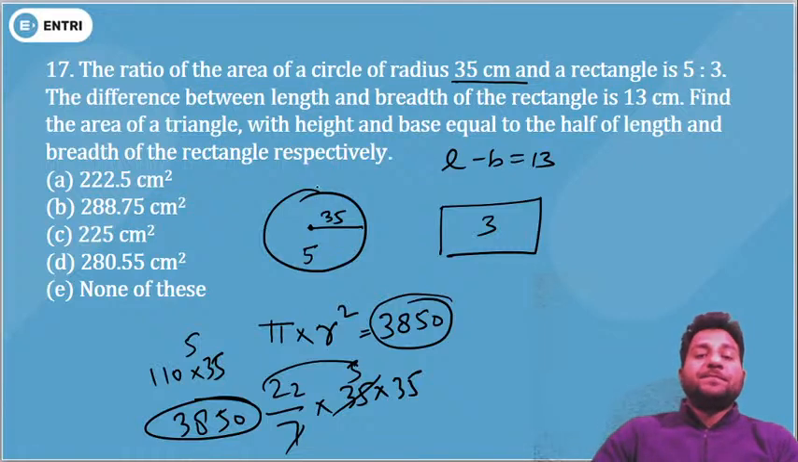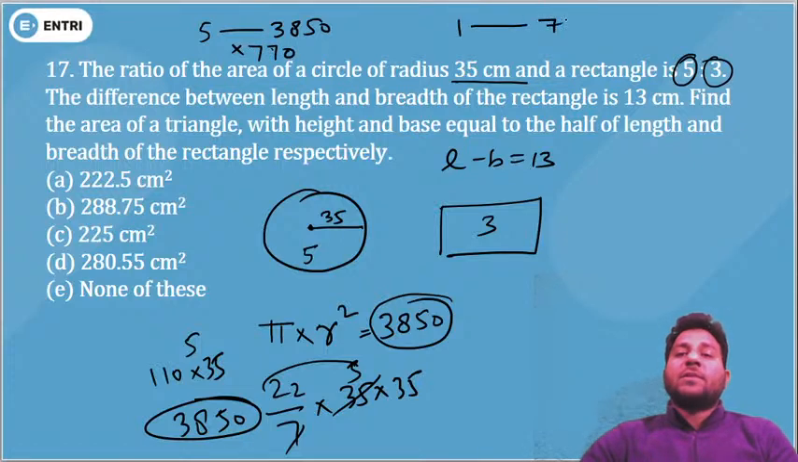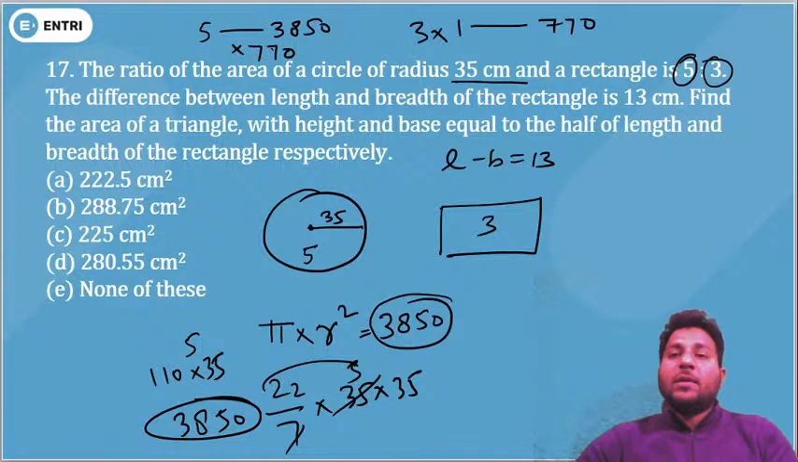Area of circle, and its area will be compared with what? Rectangle's area. So clearly 5 equals to 3850. So 1 equals to, 5 7s are 35, 5 7s are 35, so 1 ratio equals to 770, which means 3 ratio equals to 770 into 3.